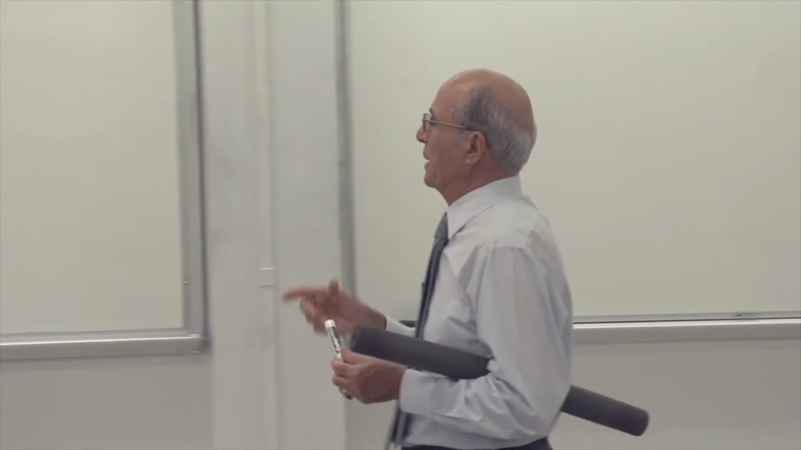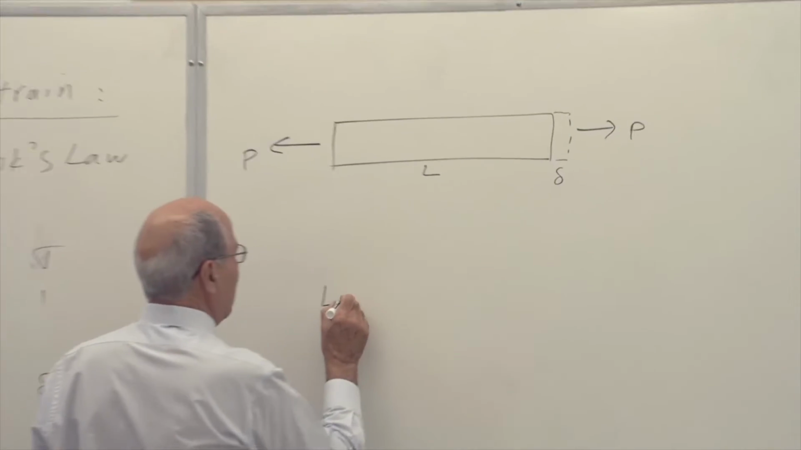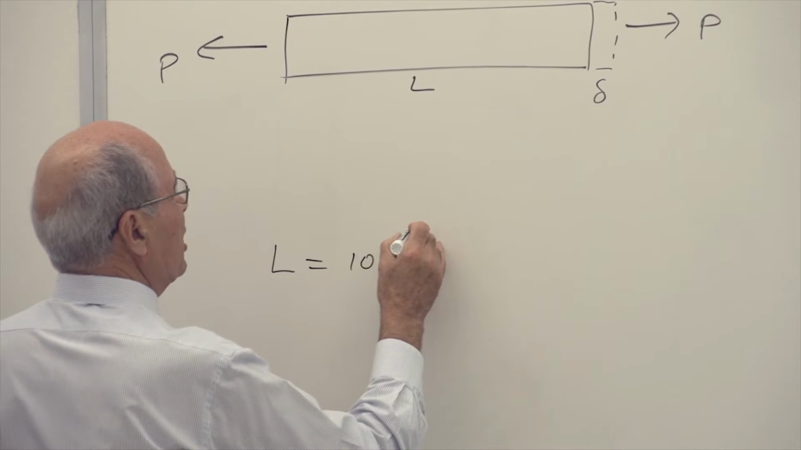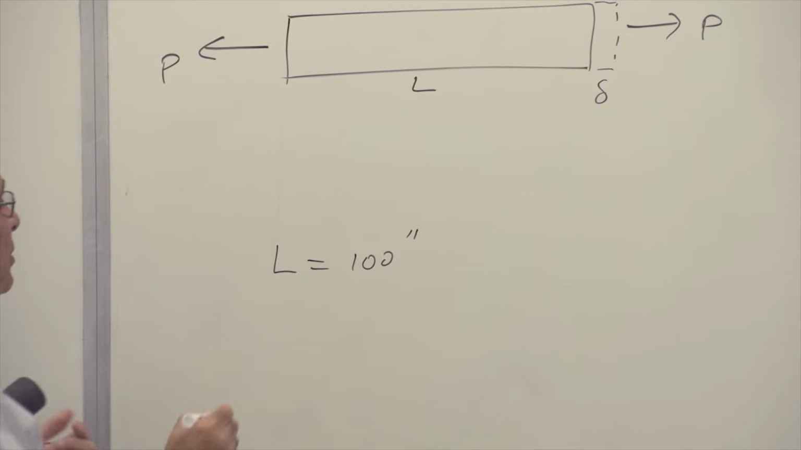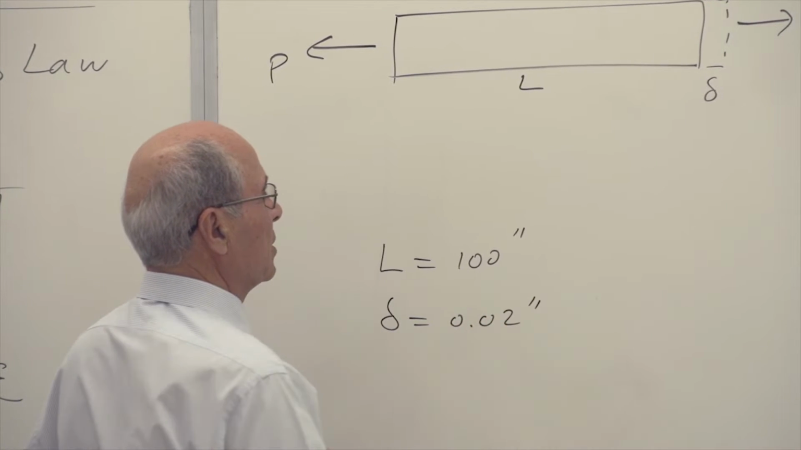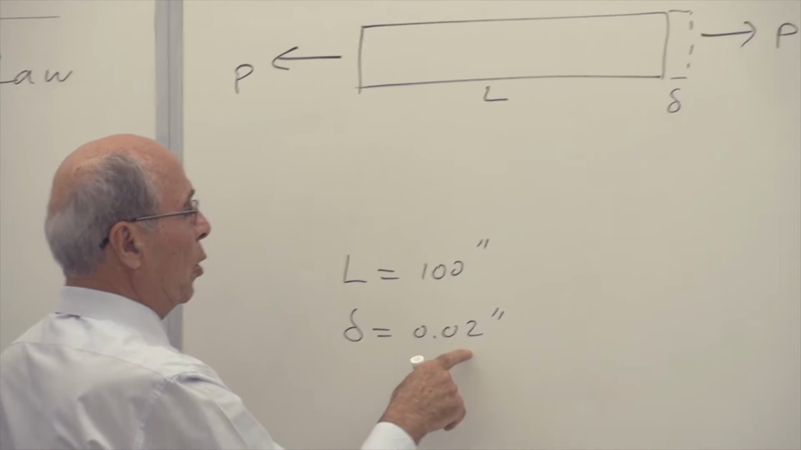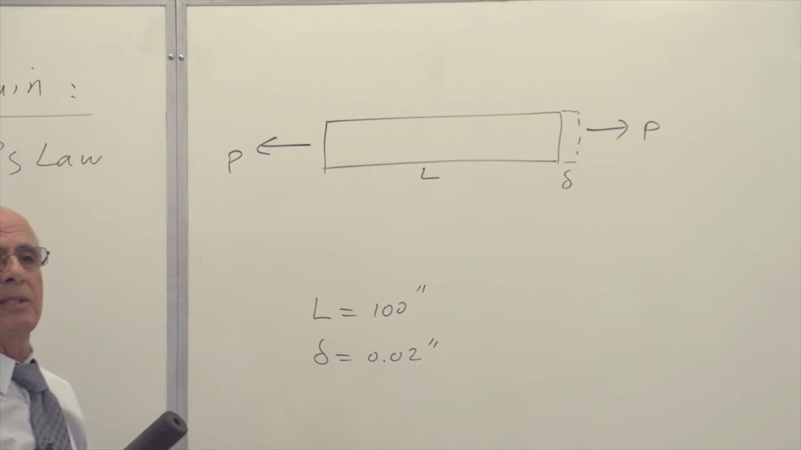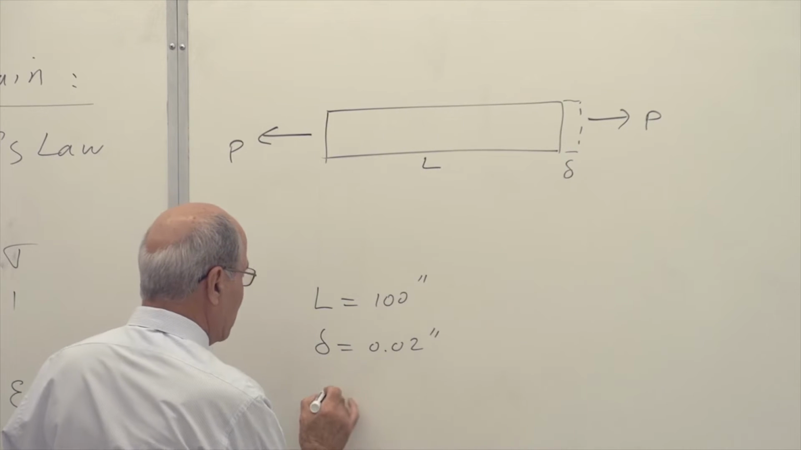So for example, if L equals 100 inches, delta is very minute. First of all, it's very small. Let's say that delta is 0.02 inches for a length of 100 inches. Is that correct? Yes. So what is delta? It is this much. What is the epsilon?